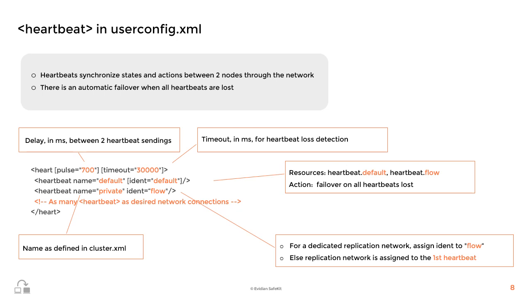In the heartbeat tag, the name attribute is the name of a LAN defined in the cluster.xml file. Here, two heartbeats are defined on the default and private LANs. The IDEN attribute is particularly interesting. If you assign it to the flow value, it designates the network that will support the replication flow. If no flow value is set by default, the replication flow will be on the network of the first heartbeat. The IDEN attribute is also used for naming resources. In the example, heartbeat.default and heartbeat.flow will be the two resources giving the status of the two heartbeats. Finally, you can set as many heartbeat tags as you have network connections between both nodes.